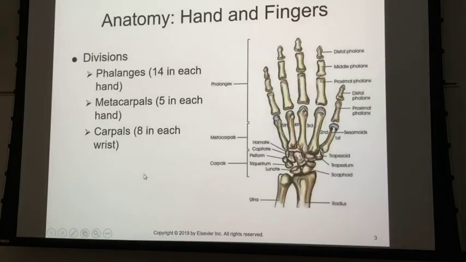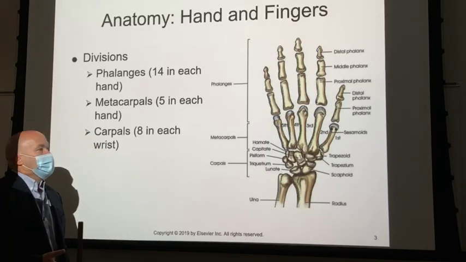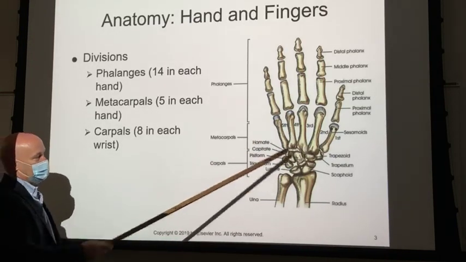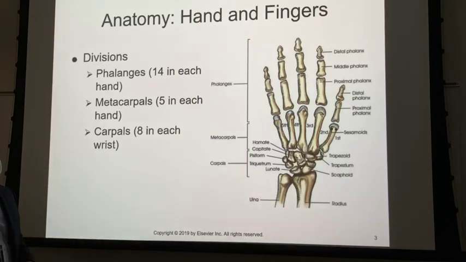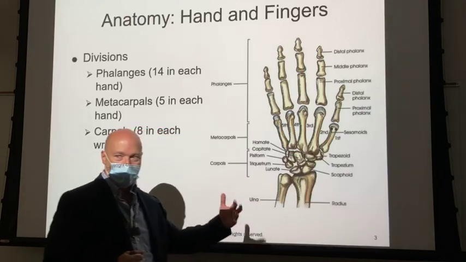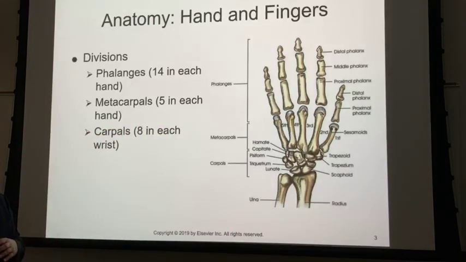All right, so in the hands, the divisions of the hands are phalanges, metacarpals, and carpals. Your fingers are your phalanges, and in your phalanges you've got individual phalanx. The hand bones are your metacarpals, and your wrist bones are your carpal bones. When you're taking a history on a patient, you have to know how to take an accurate history and tell the doctor where the patient's pain is.